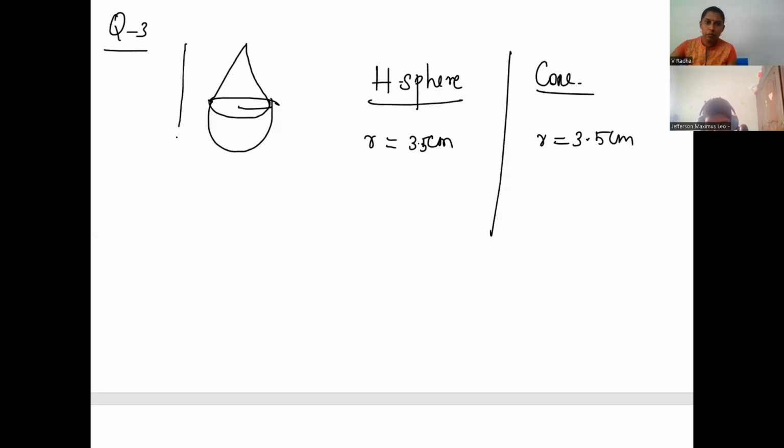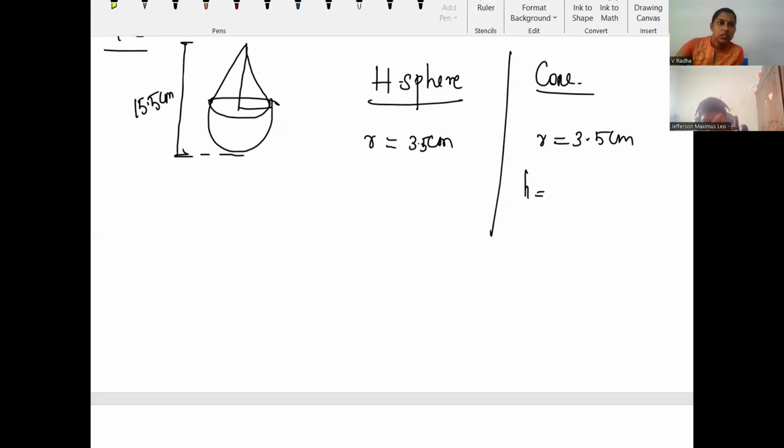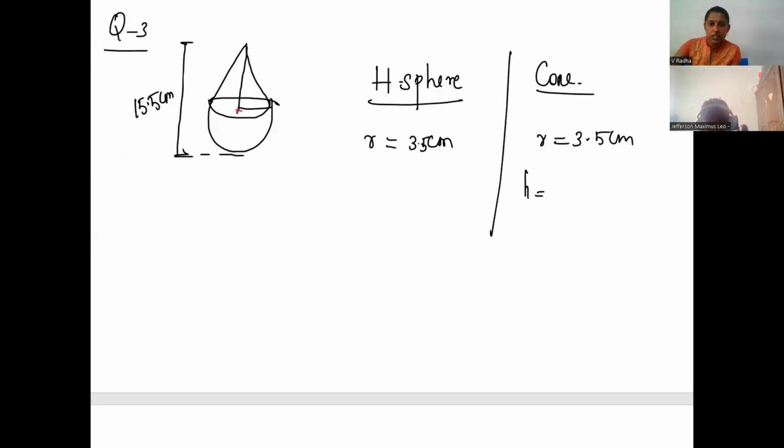The total height of the toy is 15.5, from the top to the bottom. How do we find the height of the conical part? Please tell. In a hemisphere, from the center to any point on the circumference is a radius. All are radii. So from this place to this is the height of the hemisphere. That is the clue to find the height of the cone.